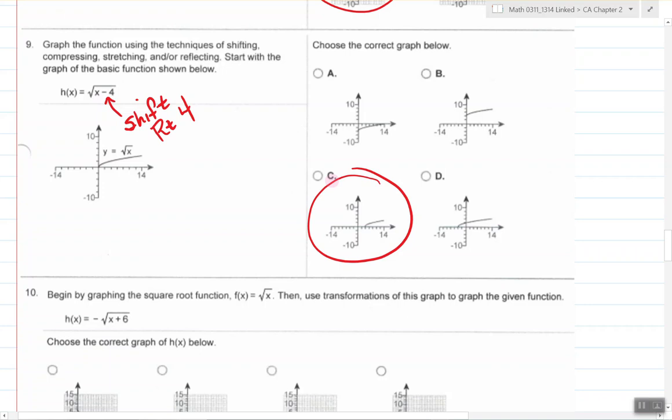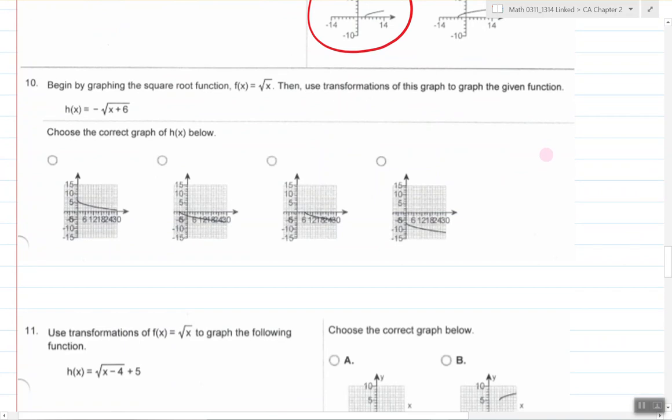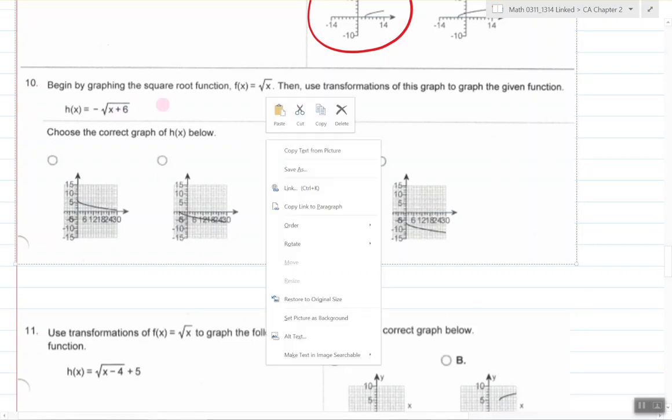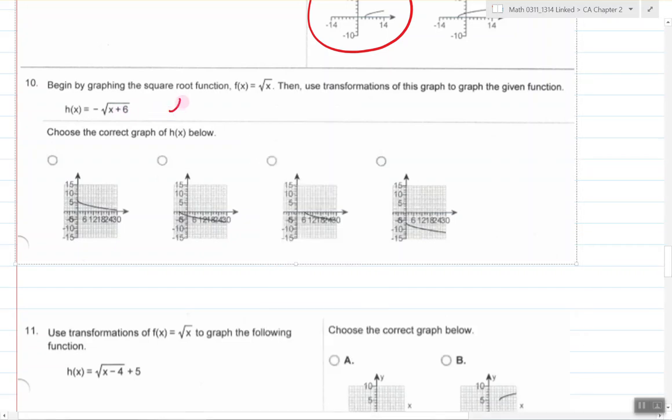And these are in scales of 2. So that's 2, then 4. Okay. All right, this one has a couple of transformations, and you want to go inside out. Inside, it says +6. So that's going to go left 6.